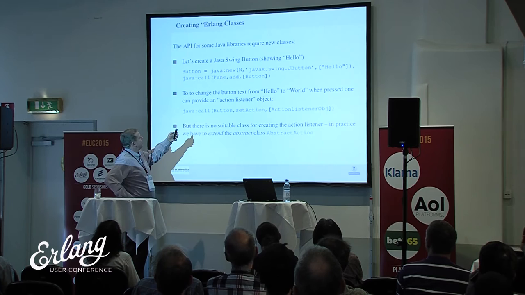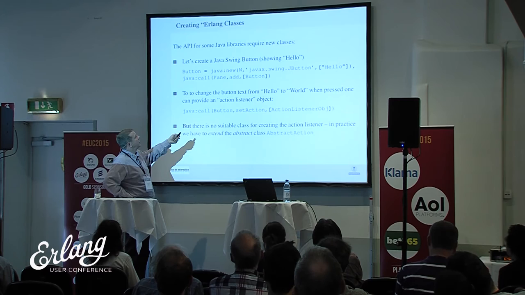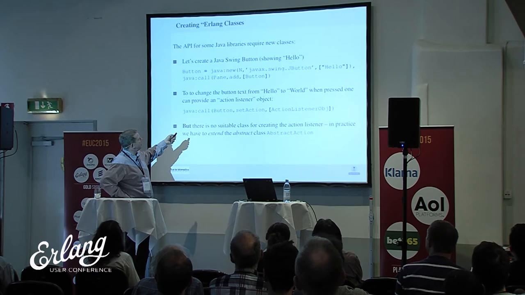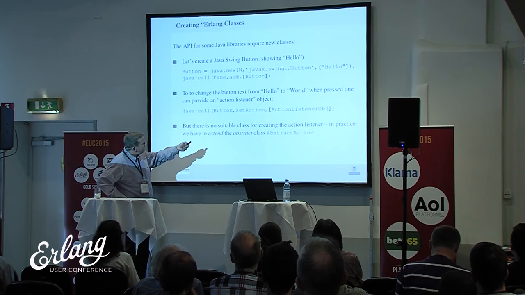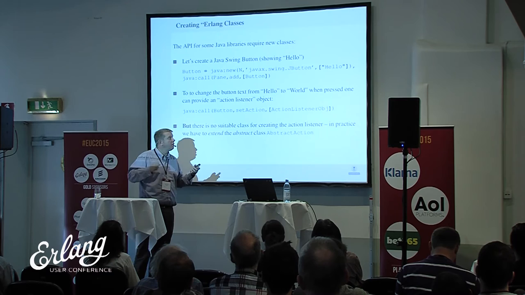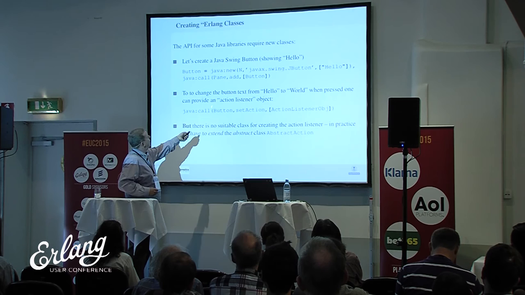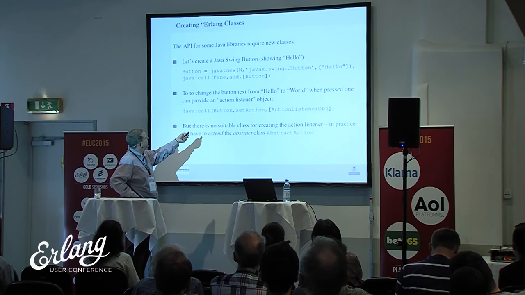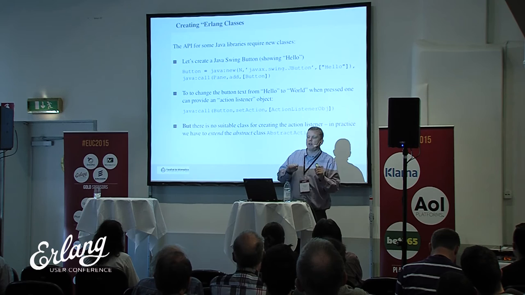So here, for instance, if we want to use this Swing GUI library, we can easily do that. Here is code for creating a button in Swing. So we say java:new, this is the button class, JButton, and we can give it a label. So the label on the button will be "hello" initially. Okay, fine. And we can add it to some window, etc. Okay, pretty straightforward. But suppose that when a user presses the button, we want to change the label from hello to world. So this is some action.